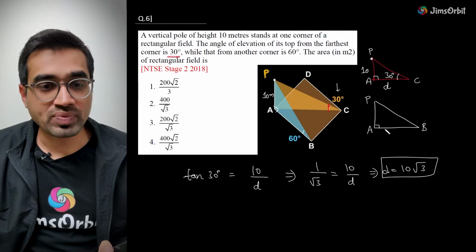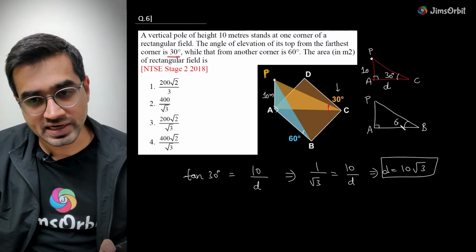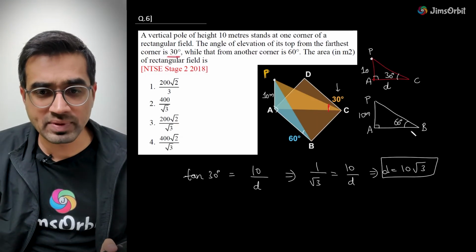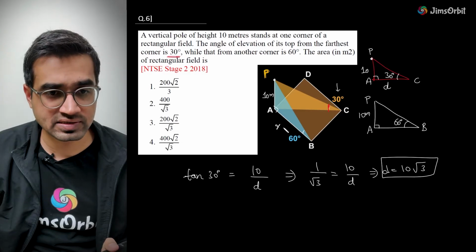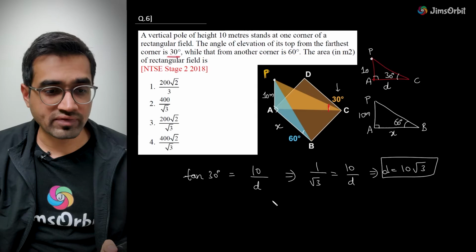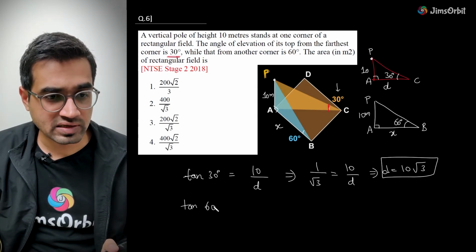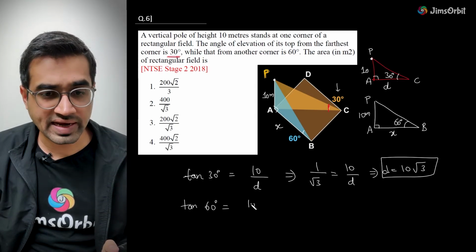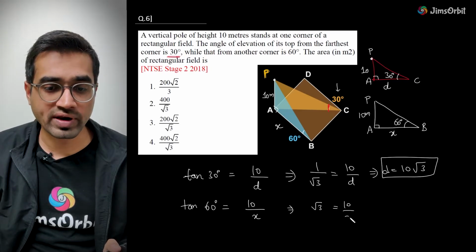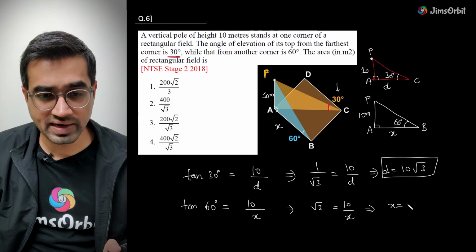Okay. So from B you are looking at 60 degree this time. Now height is again 10 meters and you are looking for AB length. Now I am considering AB as X. So what will be AB? We can write that tan 60 will be equal to 10 upon X. This time it is root 3. So 10 upon X. So X will be 10 by root 3.